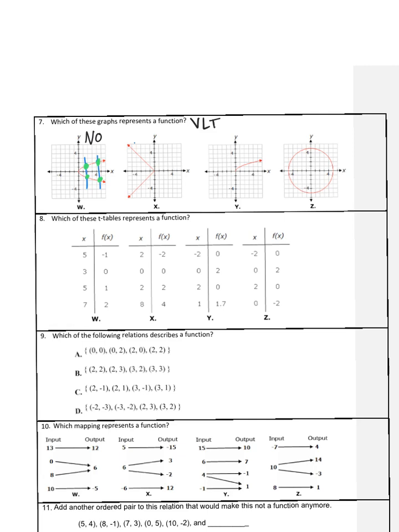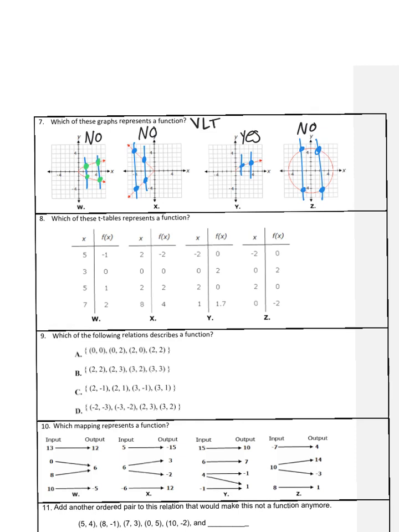Same thing on this one. You have points where on a single vertical line, it's going to go through the graph more than once. So this one's not a function. This one, it's only going to go through the graph one time, so this is a function. And on the circle, I go through 2 times per vertical line. So that one is not a function. Okay, so if you're given a graph, just do the vertical line test.